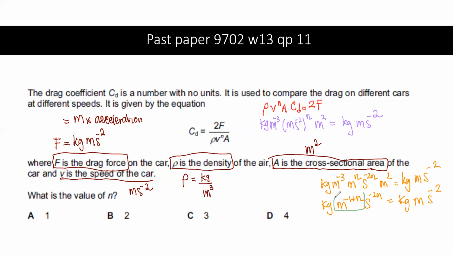Now, here we know m to the power of negative 1 plus n equals m to the power of 1. So we can cancel m. So then minus 1 plus n equals 1. So then n equals 2. So option B is the correct answer.